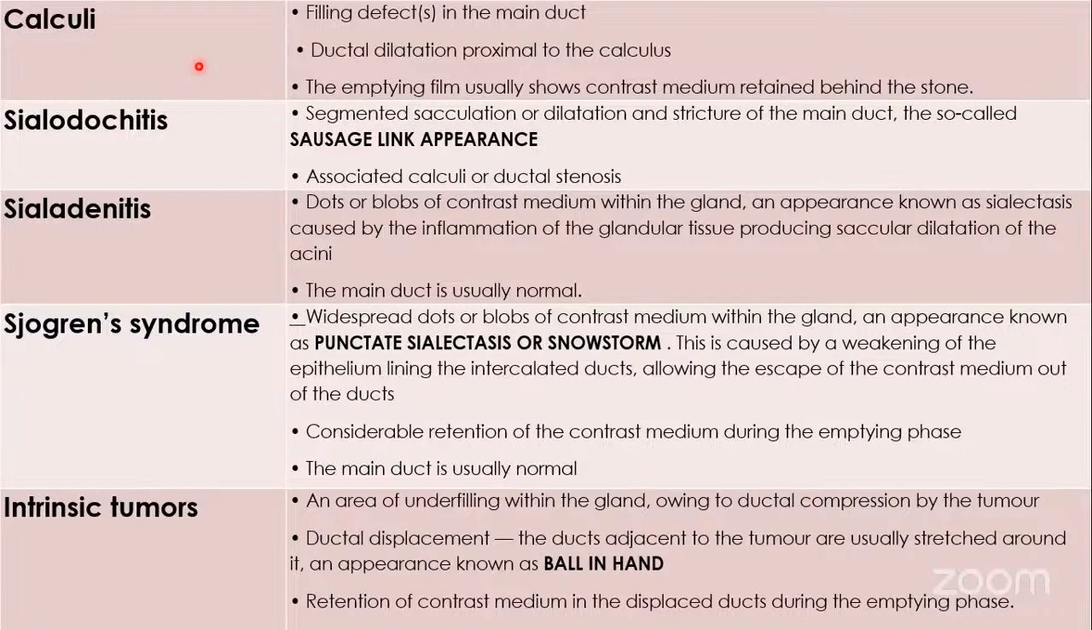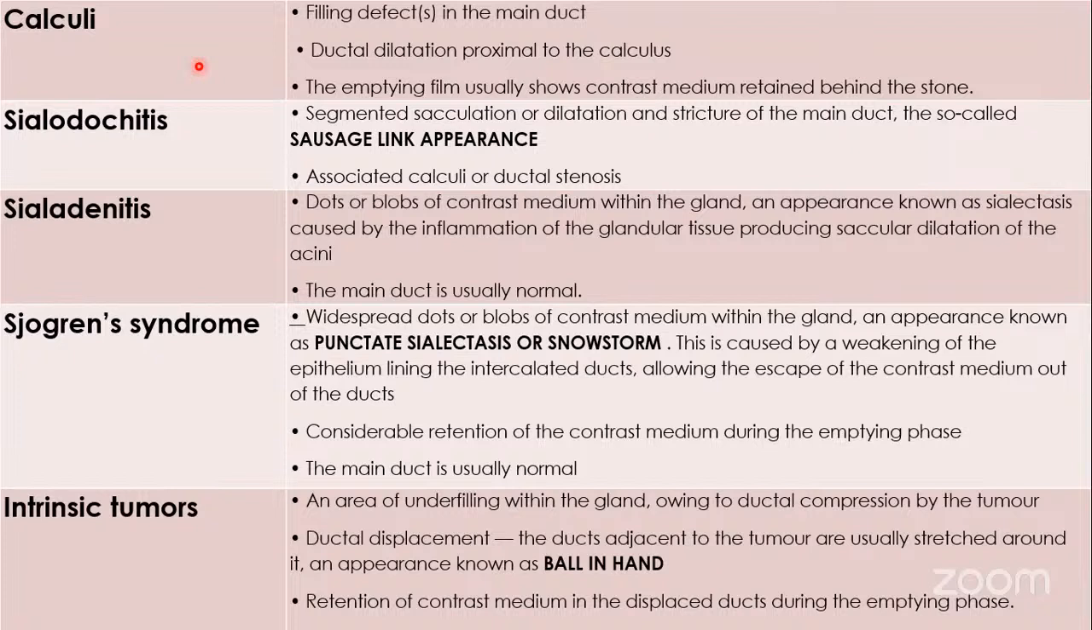In case of sialodochitis, I hope you're familiar with the term. That is nothing but inflammation of the ductal orifice of the salivary gland. In sialodochitis, the classic appearance that will be visible is the sausage link appearance. There is dilatation and stricture, continuously. Like imagine the peristalsis of your intestine, the movement. Similarly, there's going to be dilatation, a small place of stricture, again dilatation, again stricture. Because of that, it gives a sausage link appearance. This is the classic feature of sialodochitis.